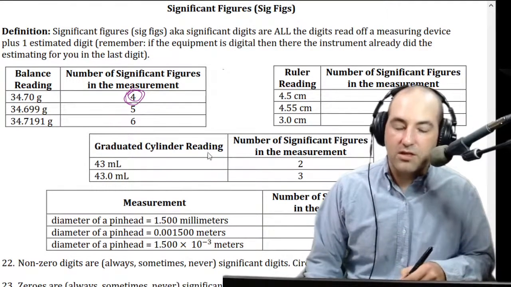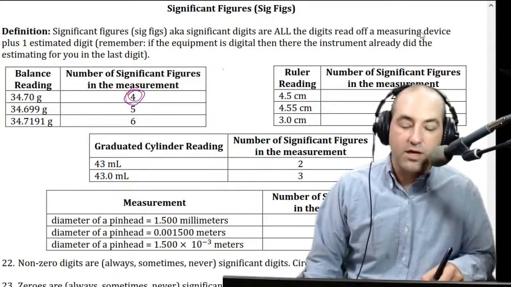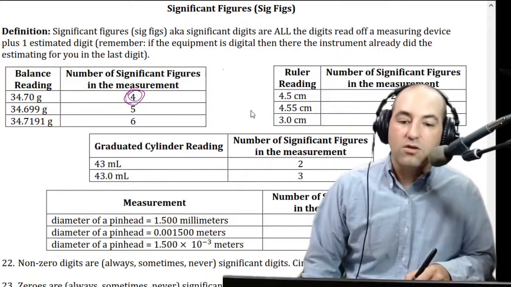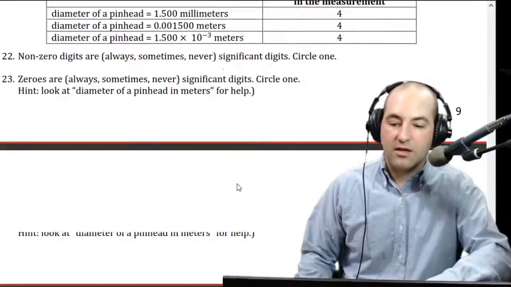All right, and so you can read about how you determine the significant digits from the measuring device. That's what we just talked about. You can also look at how you determine it from just looking at a number. And that's the last part here.